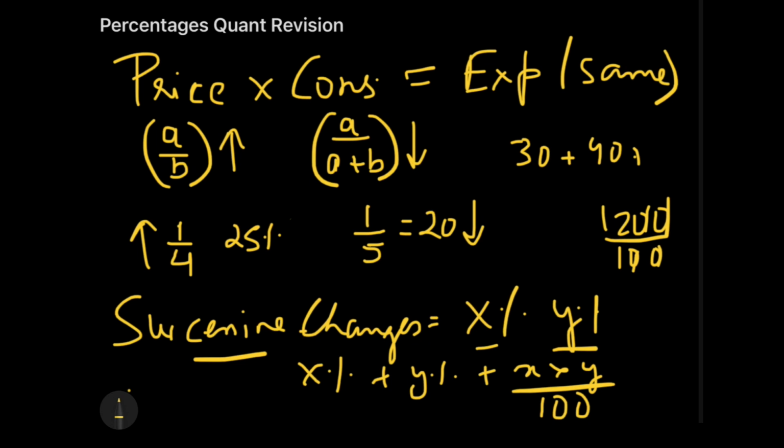Now what if you get 3-4 changes, like X percent, Y percent, Z percent, A percent? The way to go about it is to take two of the percentages, find their successive percentage, and then calculate it with the third one. Like this, you can just go on and keep doing it.